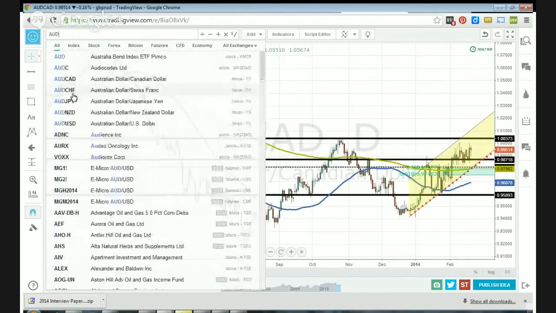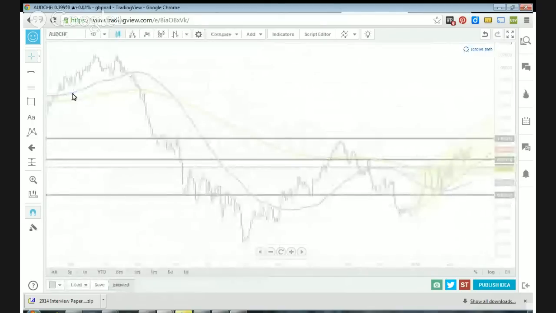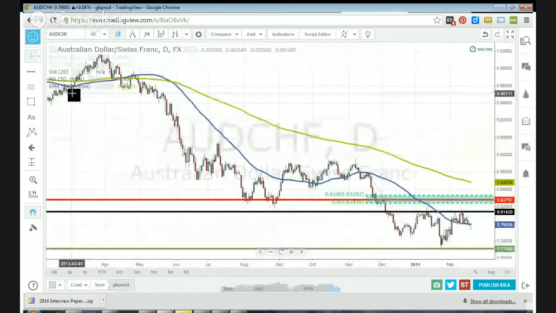Okay, Aussie Swiss. Yeah, and we have this order on. Let me make sure that I still have it on. Yeah, it's about 146 pips away. I don't know if it's going to get filled, but that's that.